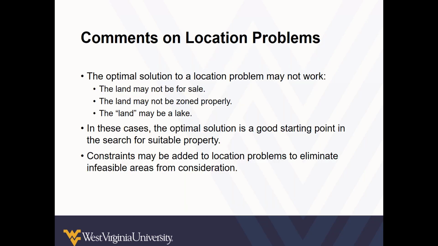When solving location problems, it's possible that the location indicated by the optimal solution may simply not work. For instance, the land at the optimal location might not be for sale. The land at this location might be a lake. The land might be zoned for residential purposes only, etc. However, solutions to location problems often give decision makers a good idea about where to start looking for suitable property to acquire for the problem at hand. It might also be possible to add constraints to location problems that eliminate certain areas from consideration if they are inappropriate or unavoidable.